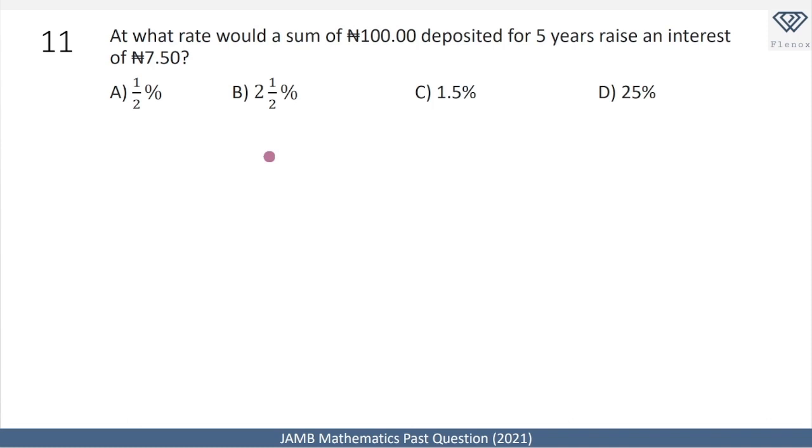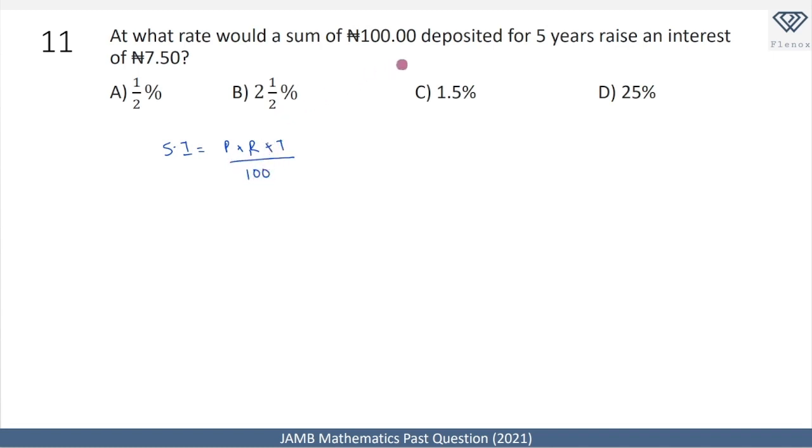So question 11 says, at what rate would a sum of 100 naira deposited for 5 years raise an interest of 7.5 naira? Now this is a question relating to simple interest. I know that our simple interest is principal times rate times time divided by 100.